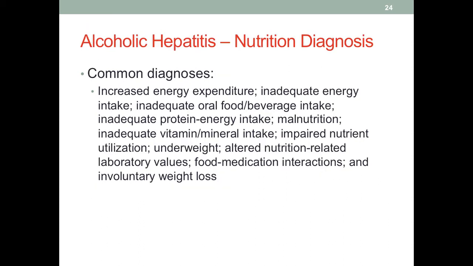Common problems for a nutrition diagnosis are listed here. With this condition, with inflammation, energy expenditure is higher than usual. But this exacerbates the imbalance between intake and the requirement. Therefore, we have a lot of problems in the domain of inadequate intake. Malnutrition, again, is not uncommon, and impaired utilization for sure is valid in this condition. Also, having the patient be underweight is common. So all of these are associated with the consequence of long-term alcohol abuse.